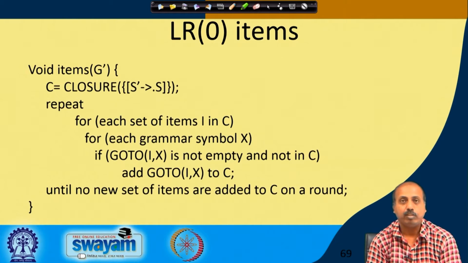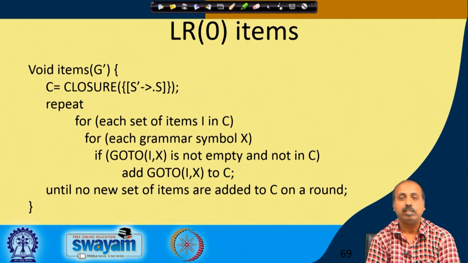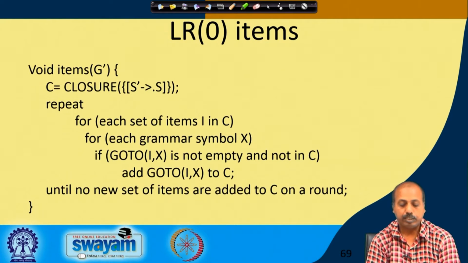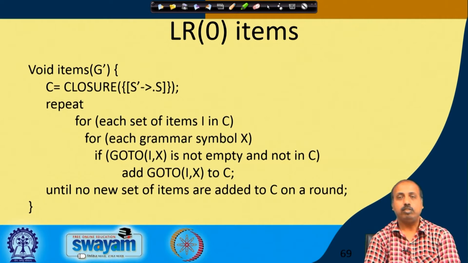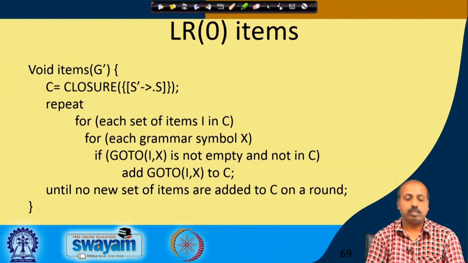Now, for each set of items I in C and for each grammar symbol x, if goto I, x is not empty and not in C, then we add goto I, x to C. We have already seen how to make the goto I, x function and the closure function. If it can give us some new set of items, then we add it to C, until no new set of items can be added to C in a round. This way it constructs the LR0 items. So, this is simply the procedure.